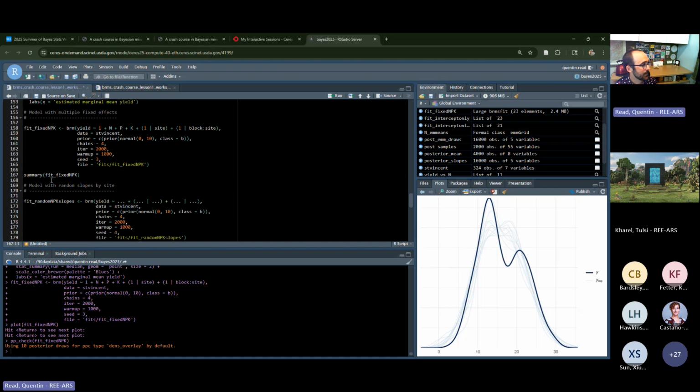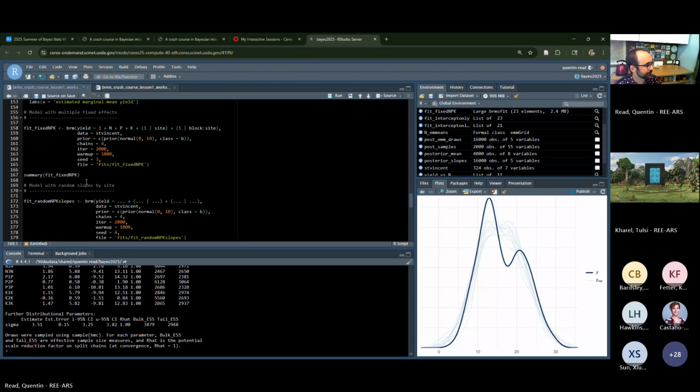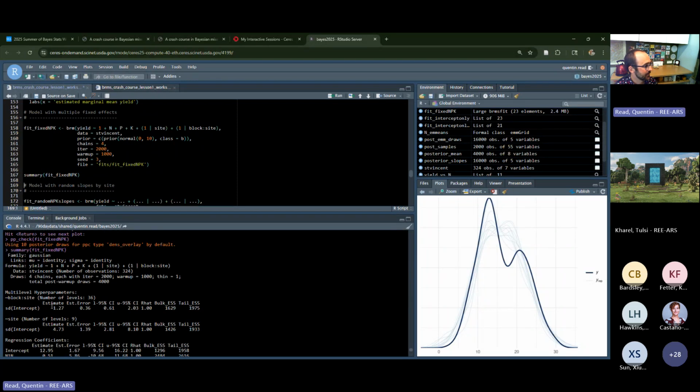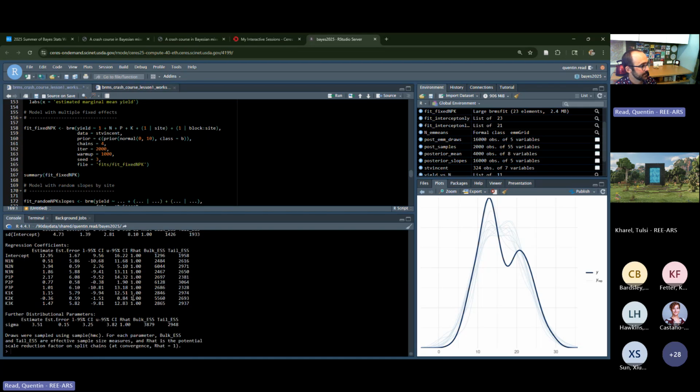And now, if we look at model summary, we can look at the parameter estimates in a table. So here, I'll make this a little bigger. You can see now we still have our same random intercept for block and for site, but now we have a bunch more fixed effects, right? We have an effect for each level of nitrogen relative to the intercept, and also for each level of phosphorus relative to the intercept. There are our point estimates, and potassium as well.